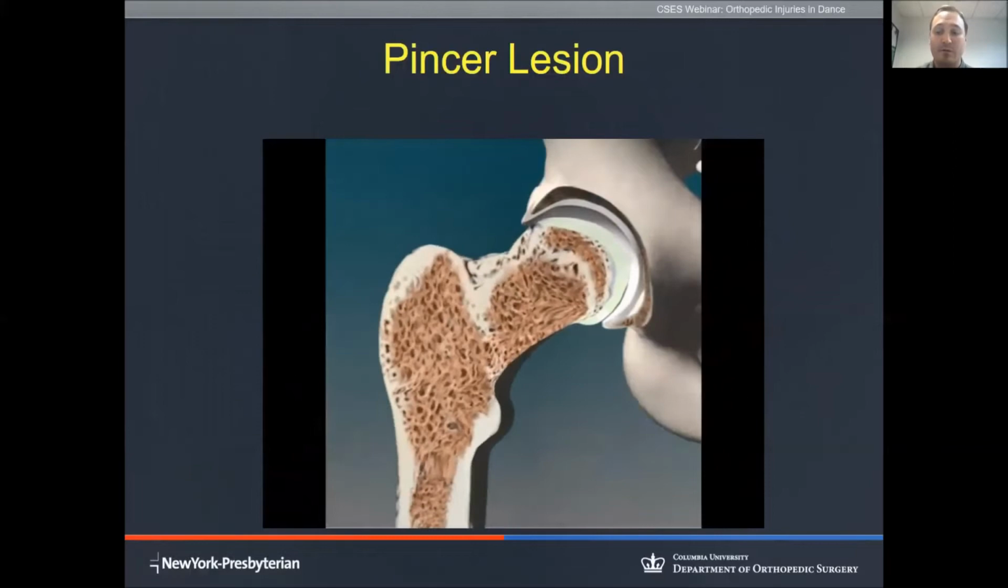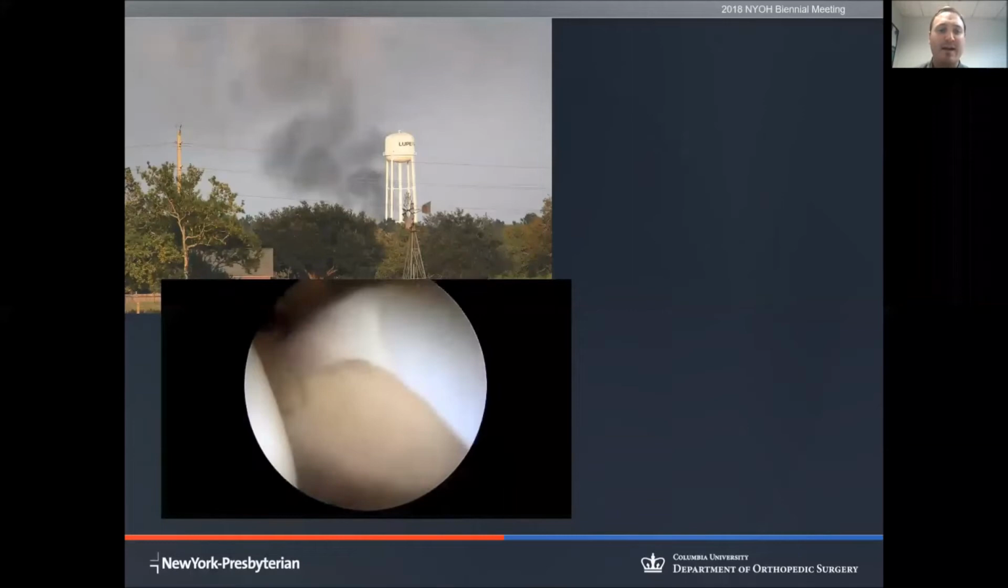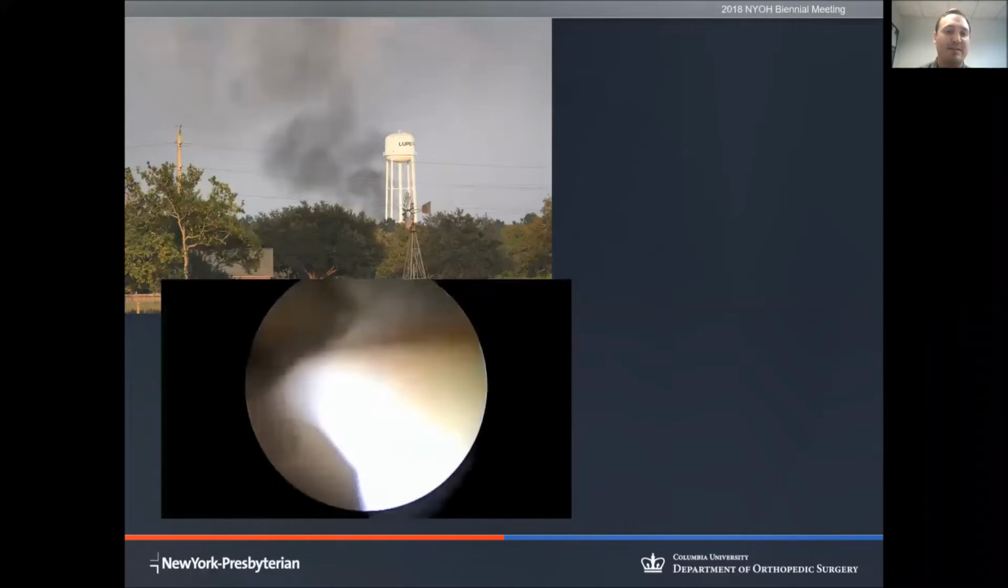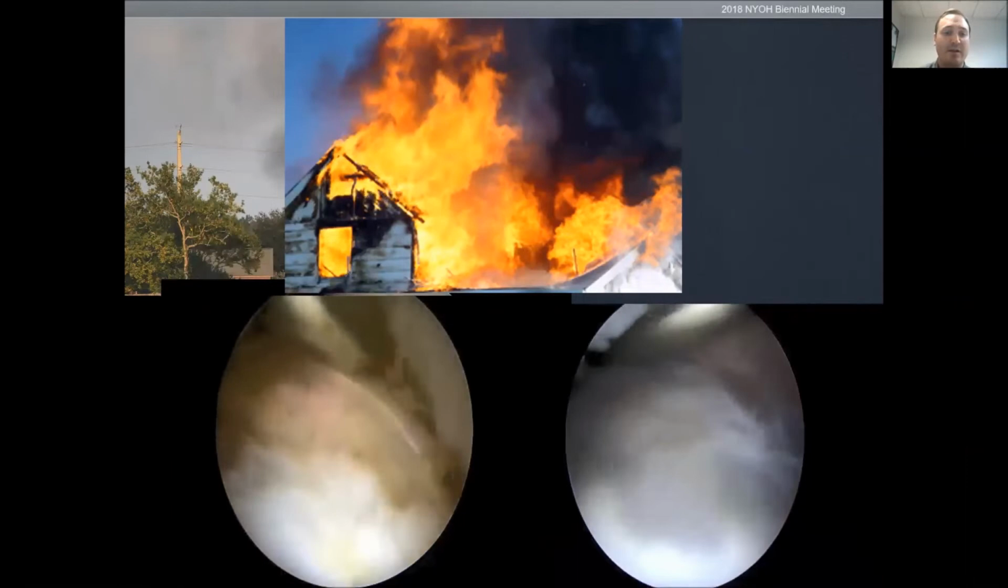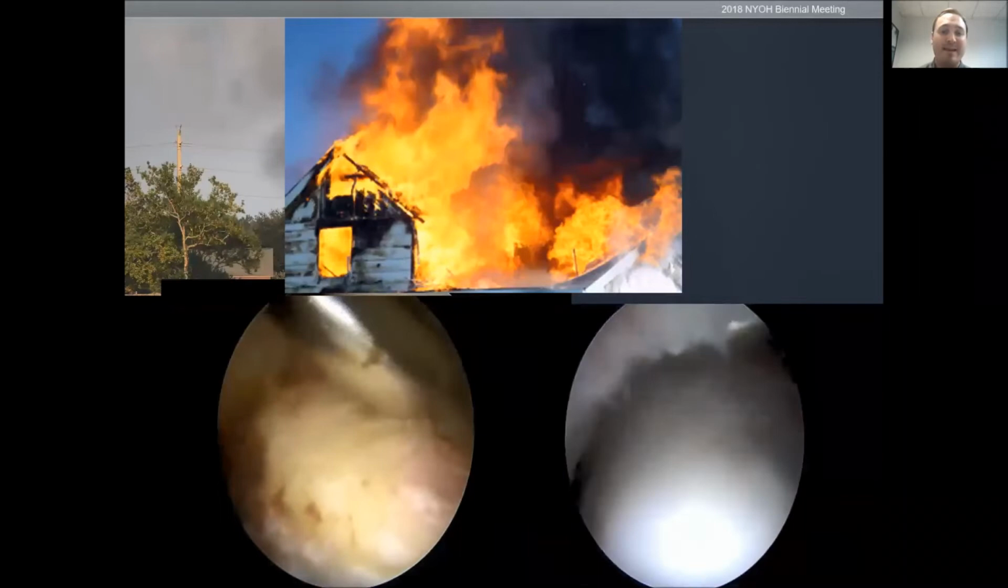And the way that I think about it is kind of the smoke and the fire. So the smoke is the pain that you're having from that labral tear. As you can see in this video here, we're pushing on the labrum and it's causing some separation of the chondrolabral junction. Meanwhile, what is the fire is really this extra bump of bone. So you can see the pincer lesion on the left-hand side of your screen and the CAM lesion on the right-hand side of the screen. So this is a bony problem that is causing soft tissue pain.